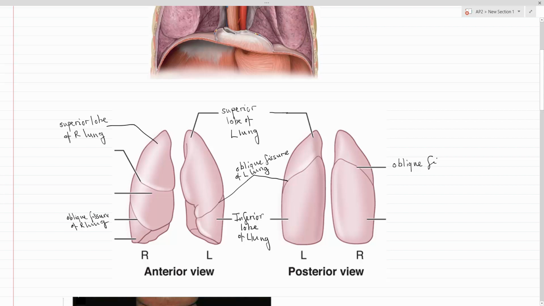So this is the oblique fissure of the right lung, and this is also the inferior lobe of the right lung. And where is the inferior lobe of the right lung? Here. Here's the inferior lobe of the right lung. So we have the superior lobe, we have the inferior lobe, and right in the middle we have the middle lobe of the right lung.